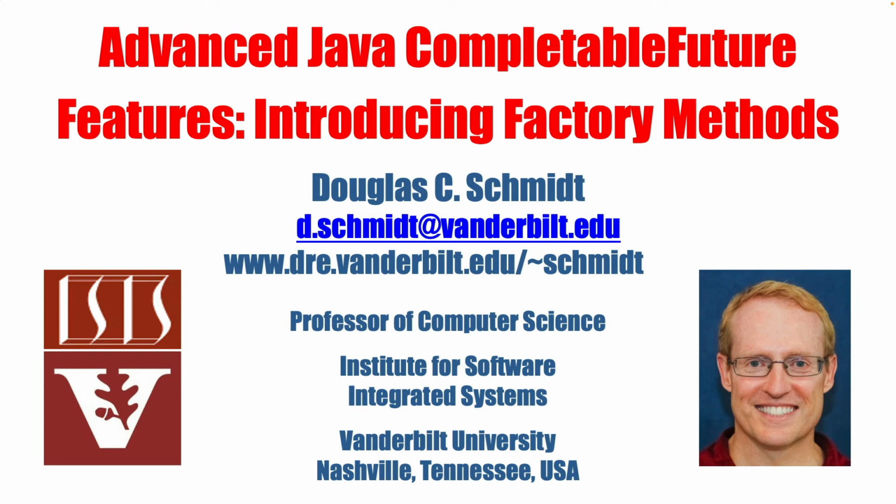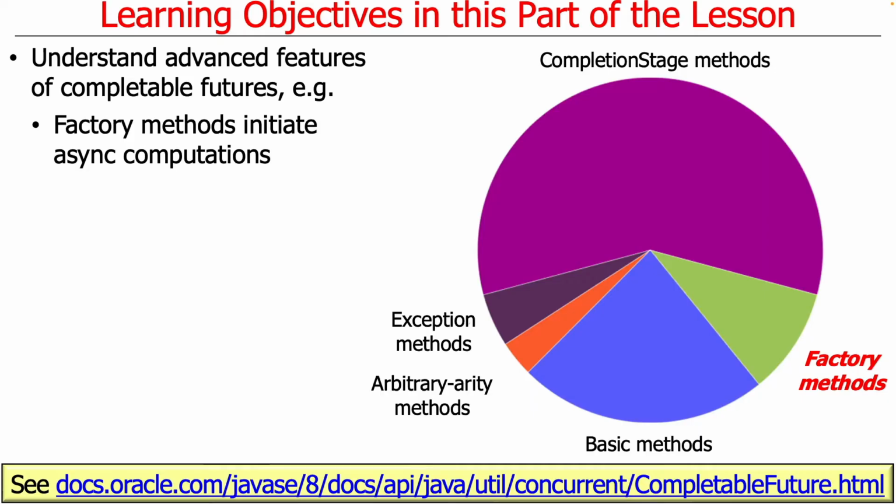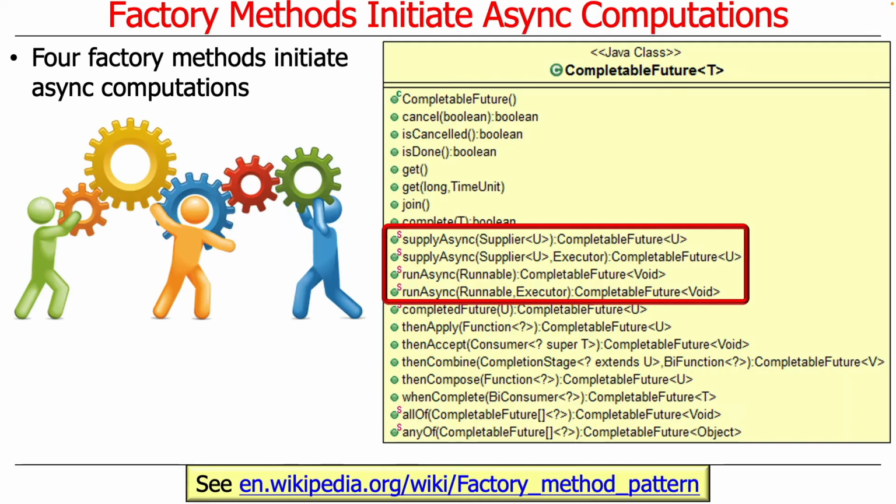So now that we've covered the basic features in CompletableFuture, let's turn our attention to the first of the 4 advanced groupings of features, starting with factory methods. And so that's what we're going to cover here first. Factory methods are used to initiate asynchronous computations in the context of the Java CompletableFutures API.